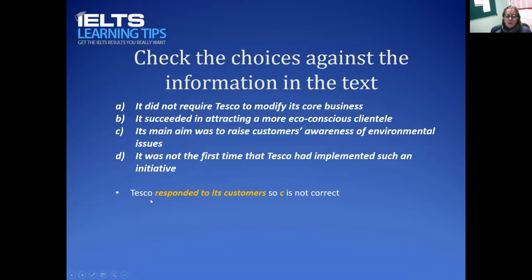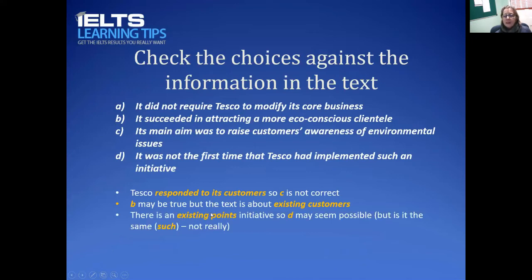So let's match those choices against the information we found. So we know from the 3 pieces of information that Tesco responded to its customers, not the other way around. So therefore, C is incorrect because the customers already had that awareness. B might be true, but the passage is about existing customers, not about future customers or customers coming on after the programme was launched. So it's not about attracting customers, it's about existing customers, so that cannot be right.